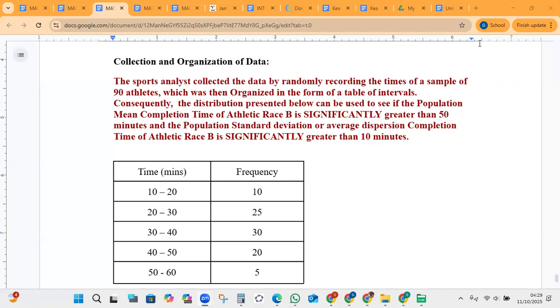As we said before, we have already analyzed the estimate for the population mean. So now we are moving on to the estimate of the population standard deviation to see if it is greater than 10 minutes. Here's the data which was collected and grouped in a table of intervals. Each interval is a group, and you have the frequency of each interval.